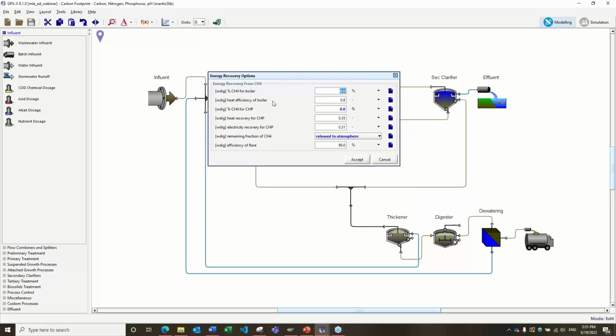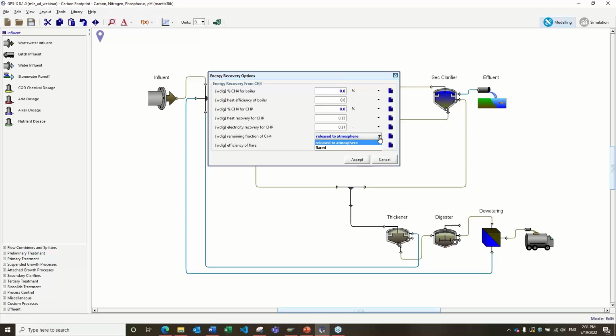So in this case, we have, for example, how much methane we are going to take to the boiler, how much is the efficiency of the boiler, whether we are taking it to CHP, and if we are going to take it to CHP, what is the ratio of the heat recovery, and how much electricity we can achieve. So all those factors we can set up here.